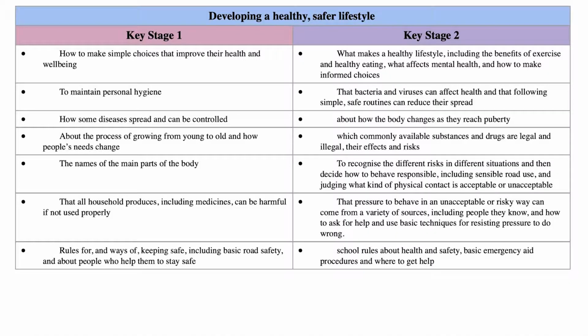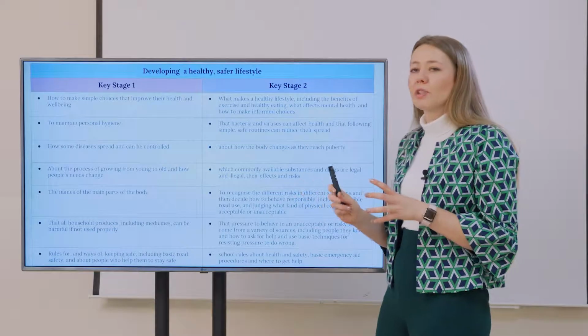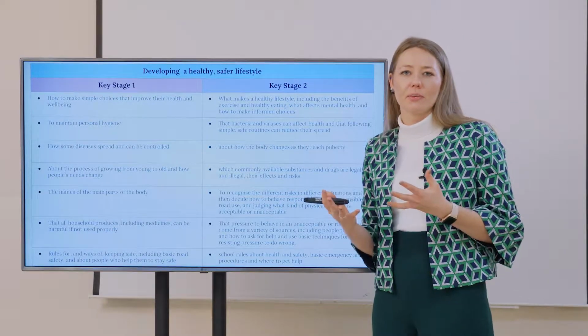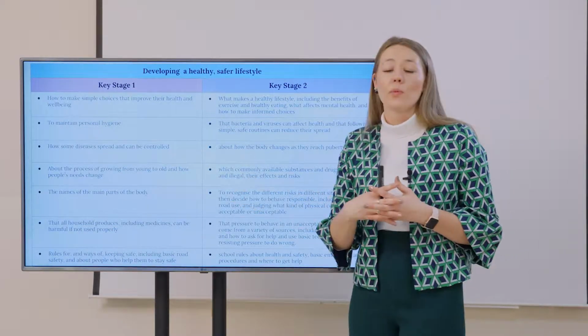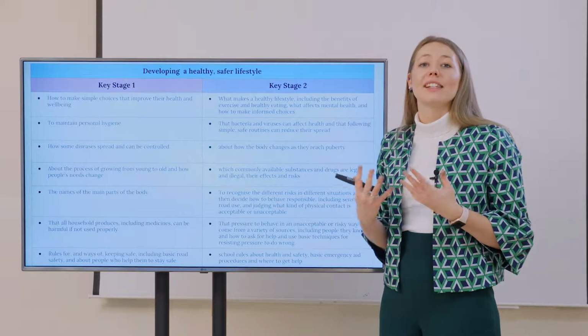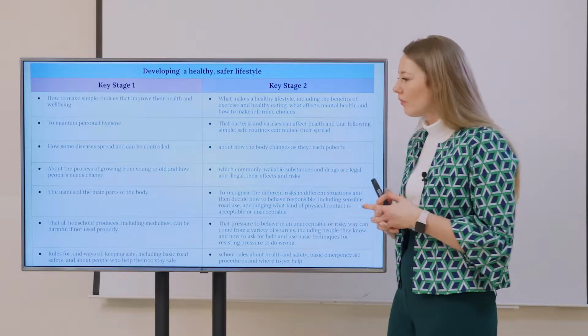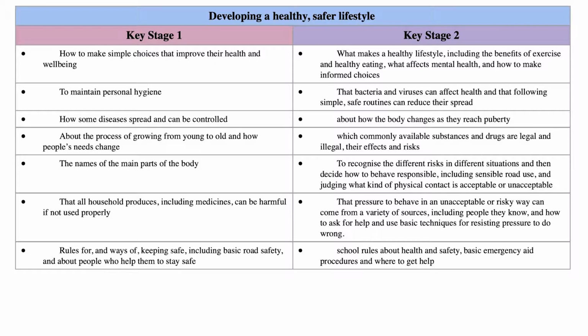To name the main parts of the body, a lot of these objectives are met under different subjects. For example, this one will be met in Key Stage 1 during science time. That all household products, including medicines, can be harmful if not used properly. Rules for and ways of keeping safe, including basic road safety and about people who help them to stay safe.